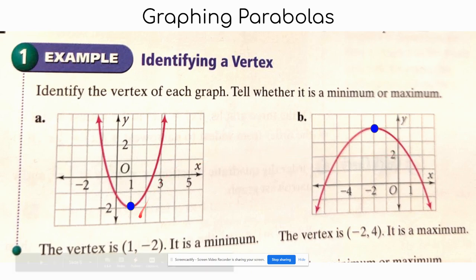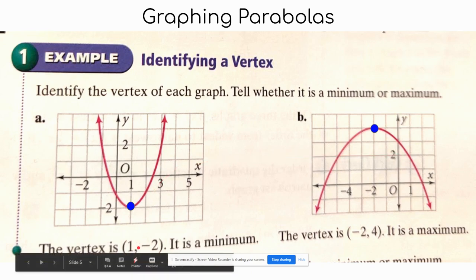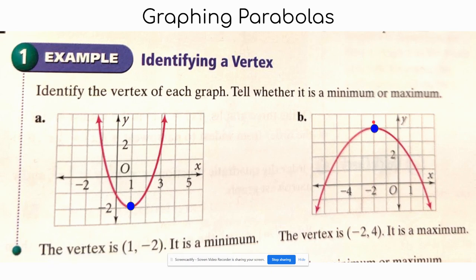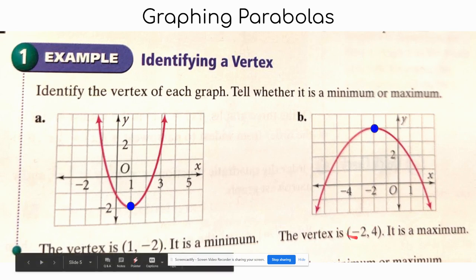All right, so the vertex, we're getting back into coordinate points, folks. So x is 1, y is -2. That's going to be its minimum. Here, the vertex is x is -2, y is +4. Therefore, this coordinate represents the maximum of the graph.